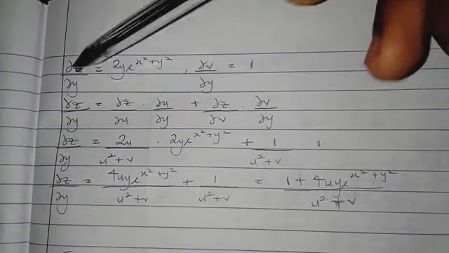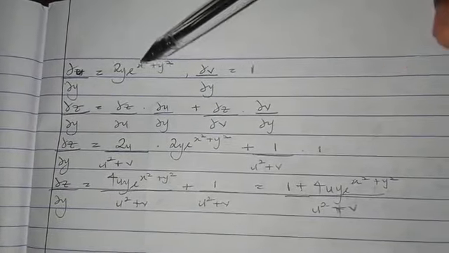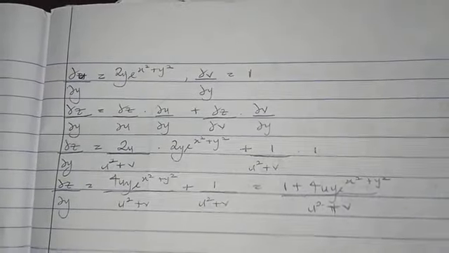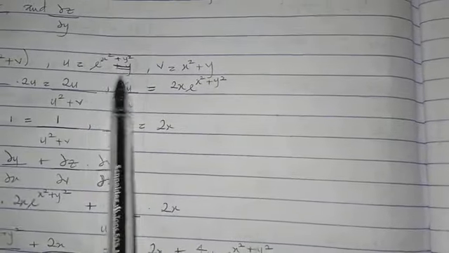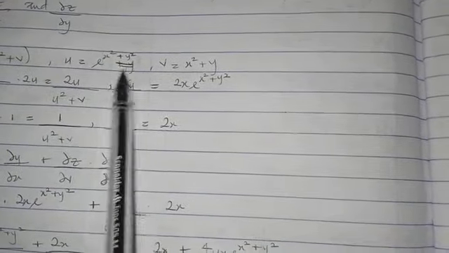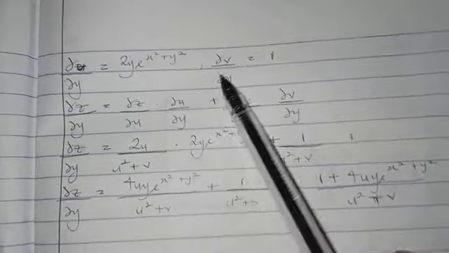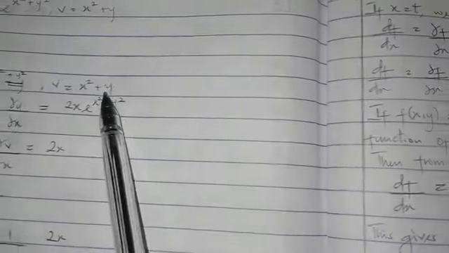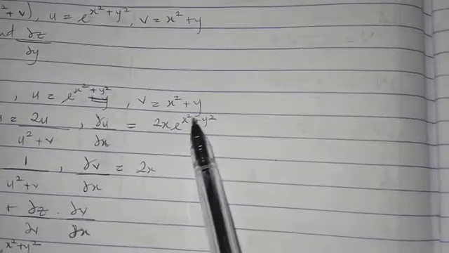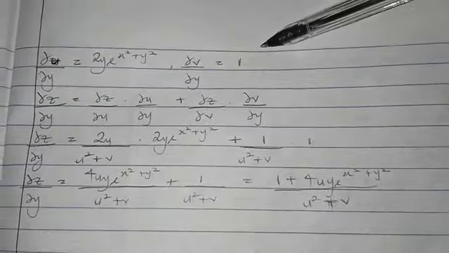Now for partial u over partial y, this is what you get. When you're differentiating with respect to y, it's going to be 2y times e to the power x squared plus y squared. That's what we get here. Differentiating v with respect to y gives 1. So partial v over partial y is 1.